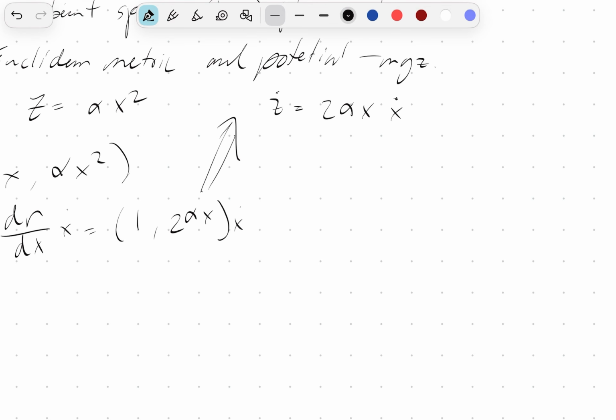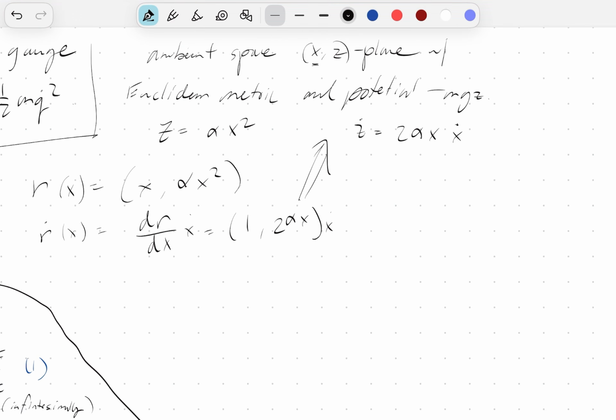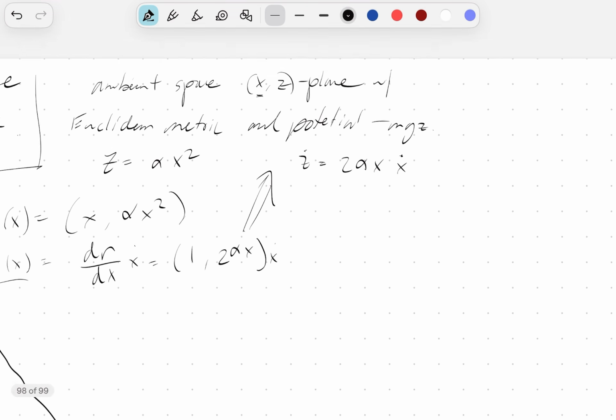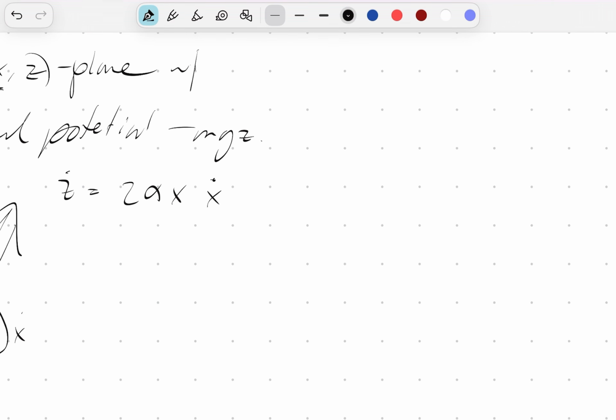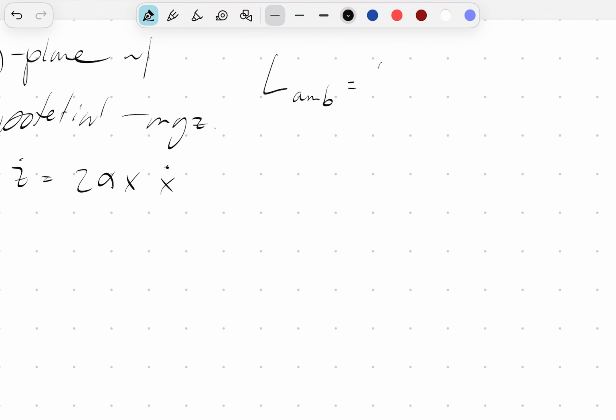Now after doing this, we can substitute this tangent velocity into an ambient type of Lagrangian. So first, let's work with the Lagrangian in the ambient space. Let's say the Lagrangian in the ambient space is 1/2 m (x dot squared plus z dot squared) minus mgz. Okay?